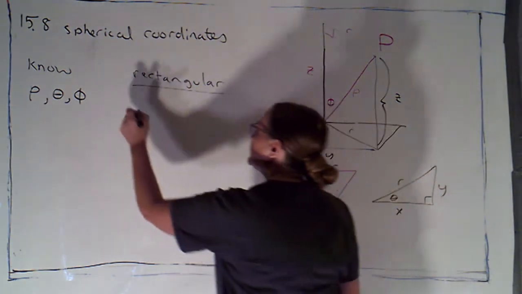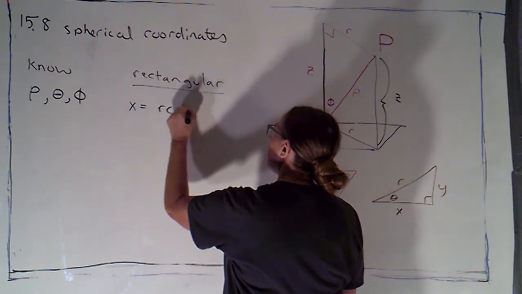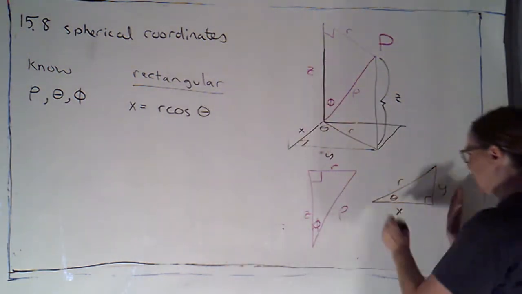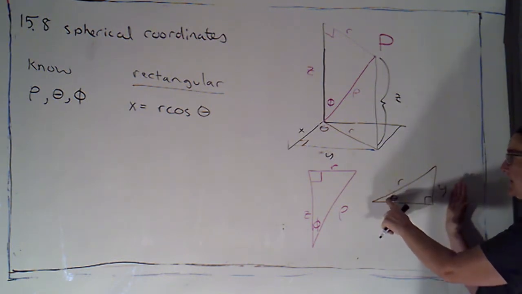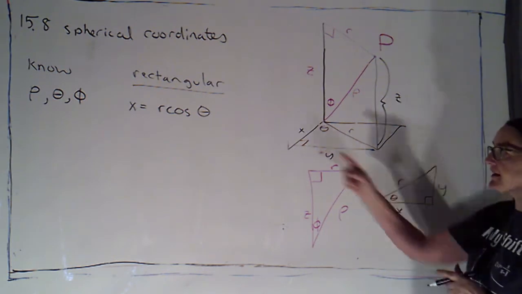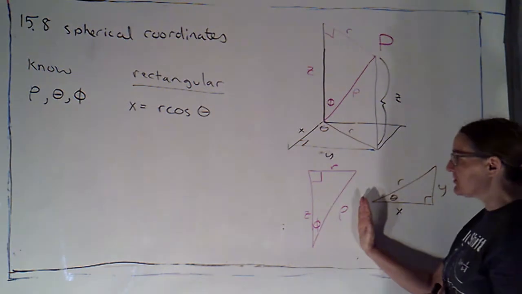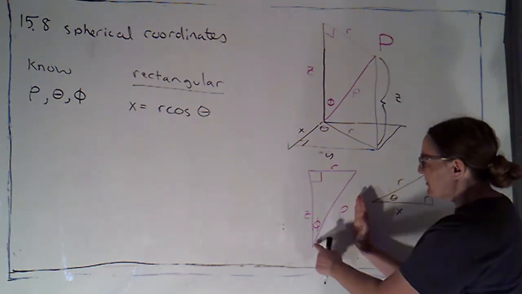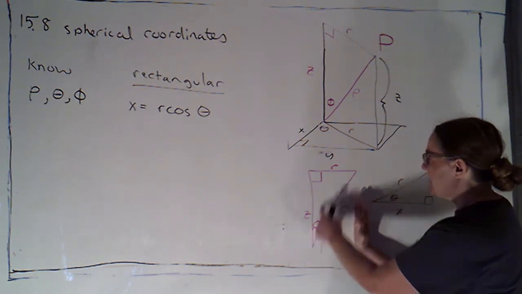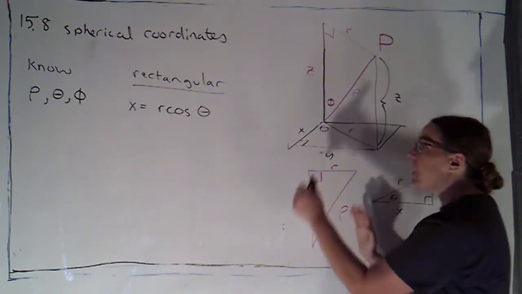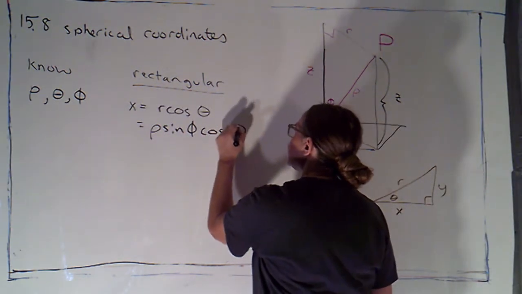Okay. So if I want to describe x, I know that x is just r cosine theta. And I can always remind myself of that by looking at this particular triangle. Cosine of theta would be x over r. Solving for x, I get this. But now I know what r is in spherical coordinates. Remember we had that sine of phi was r over rho, so r was just rho sine phi, and then times cosine of theta.